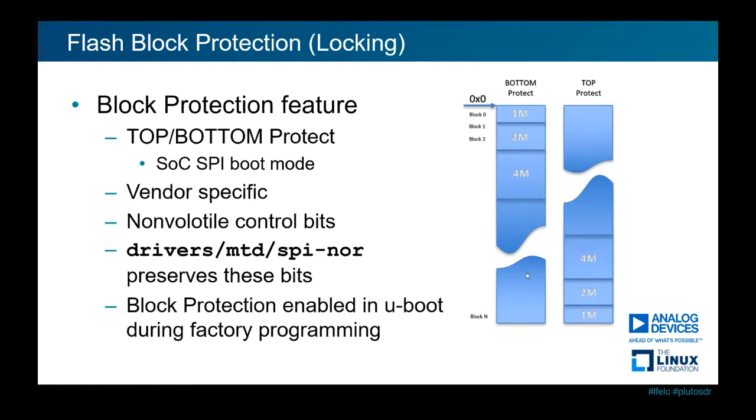Where do we set those if the kernel driver doesn't handle those? We set them in U-Boot during factory programming, and there are ways to actually clear this if you have access to the U-Boot root console. On the right we see this bottom and top protect. Basically you can protect a number of blocks, and starting at block zero it's 1 megabyte, and the next block is 2 megabytes, 4, and so forth.